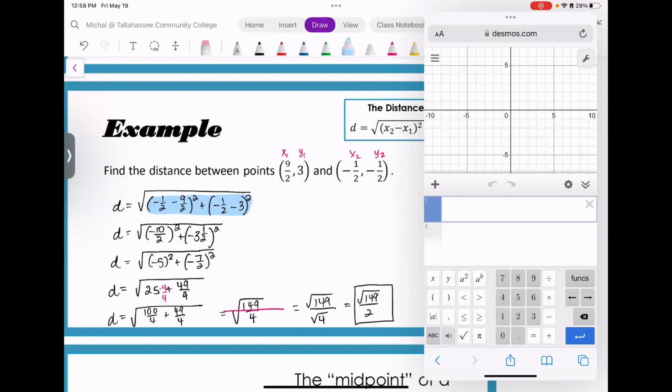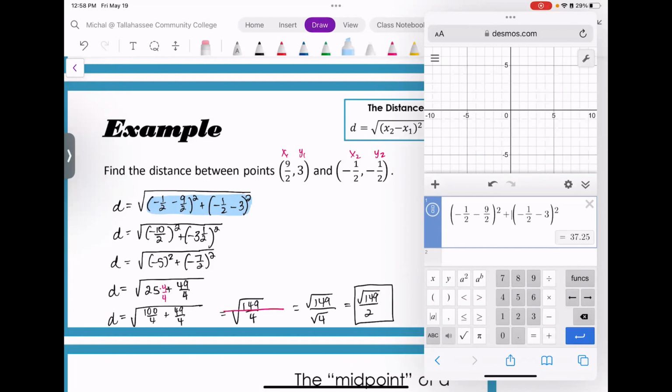So the beauty of the Desmos calculator is it's a natural language calculator. I can just type in exactly what I see. Parenthesis, -1/2. When I hit divide by, it'll automatically make a fraction, and I need to hit the right arrow to get out of the denominator. -1/2 minus 9/2, right arrow, squared, is equal to, oh, not equals, that is plus. Parentheses, -1/2 minus 3, squared. There we go.